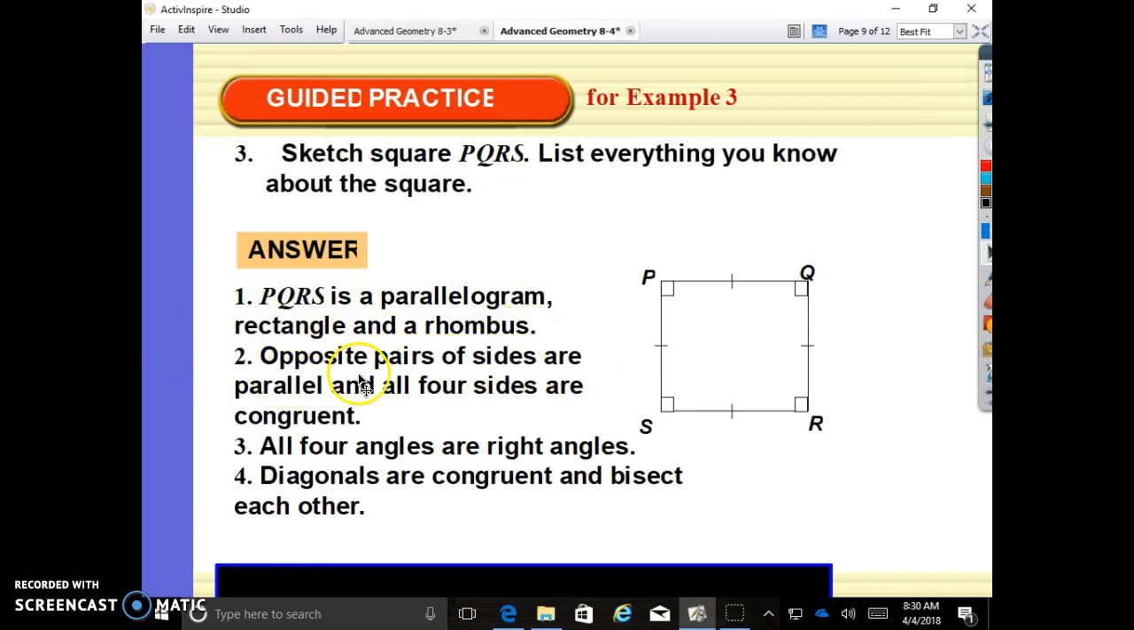We know opposite pairs of sides are parallel and all 4 sides are congruent. All 4 angles are right angles. Diagonals are congruent and bisect each other.